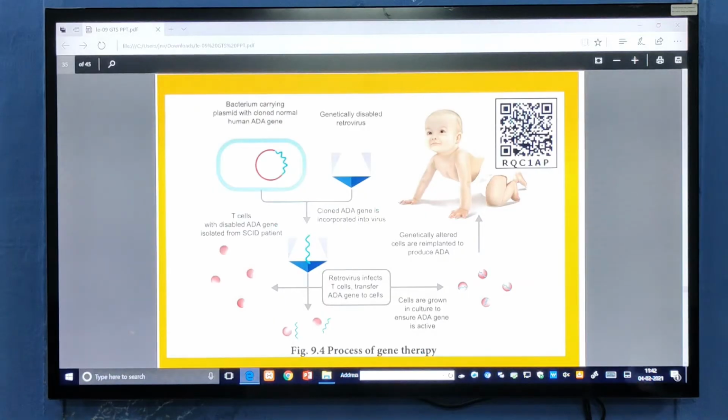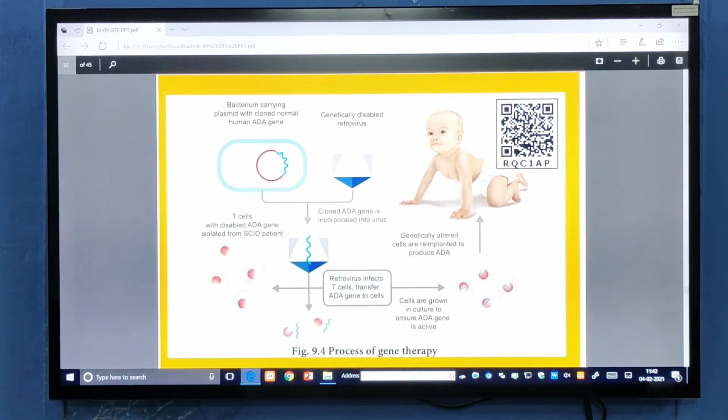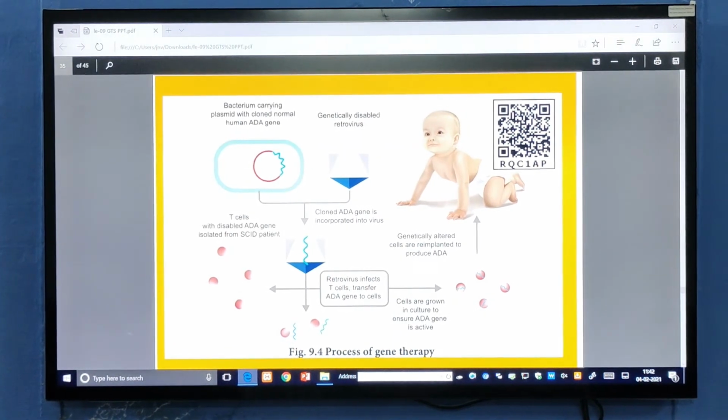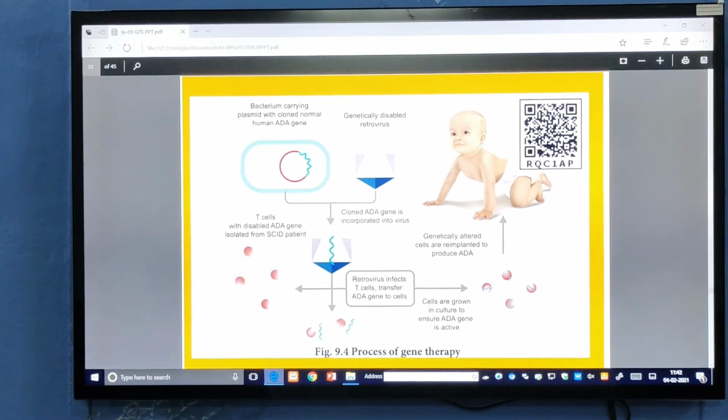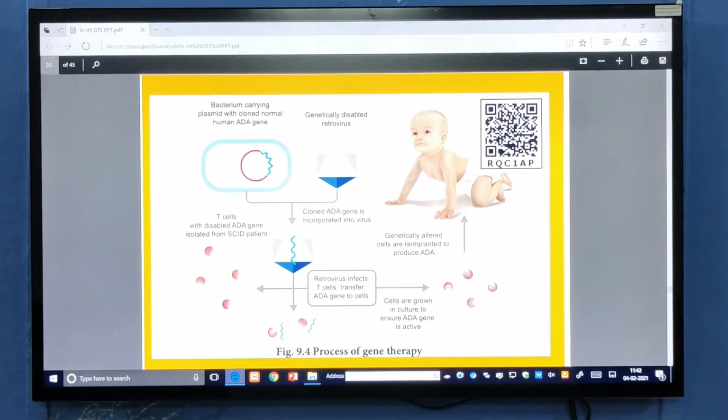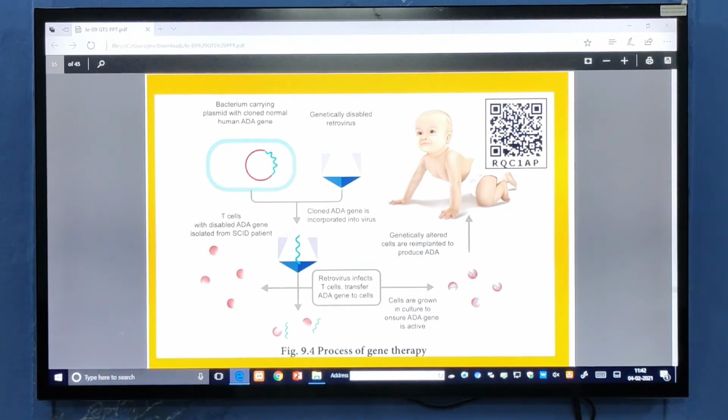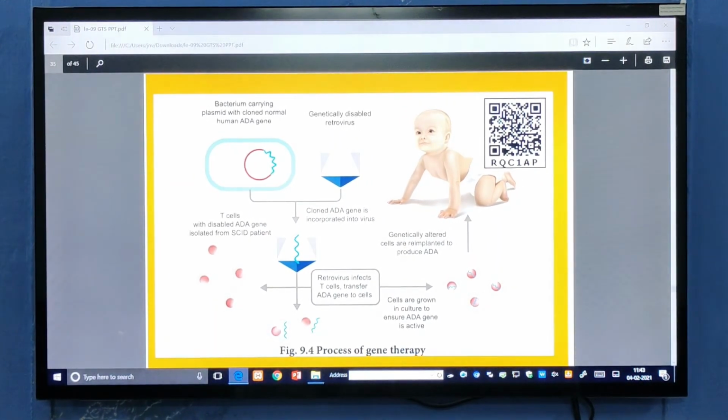The next one is the process of gene therapy with reference to SCID, that is the severe combined immunodeficiency. See here, the problem is with the ADA gene, that means the adenosine deaminase gene, which is not functioning here. Not functioning in the sense it is not producing the normal T lymphocytes. So, these lymphocytes cannot elicit the immune response in the children. So, the right approach is to give the functional ADA to the patients.